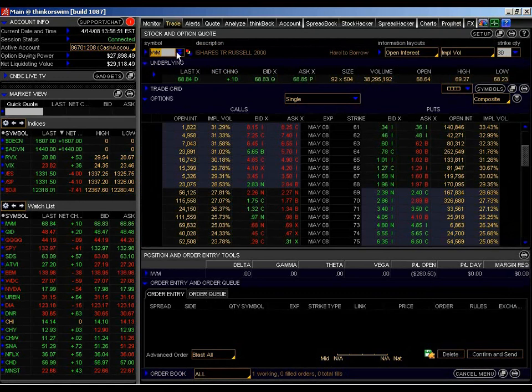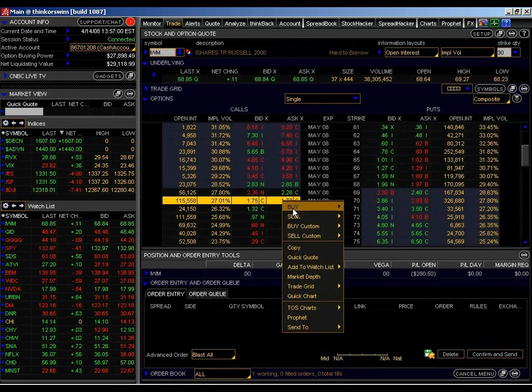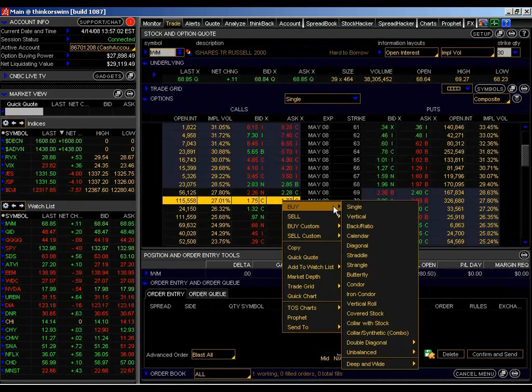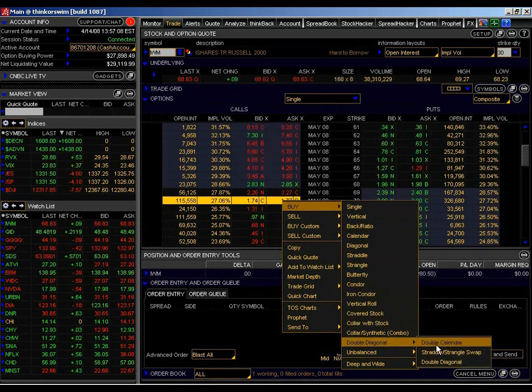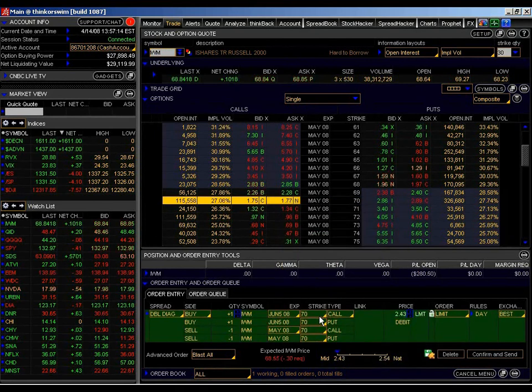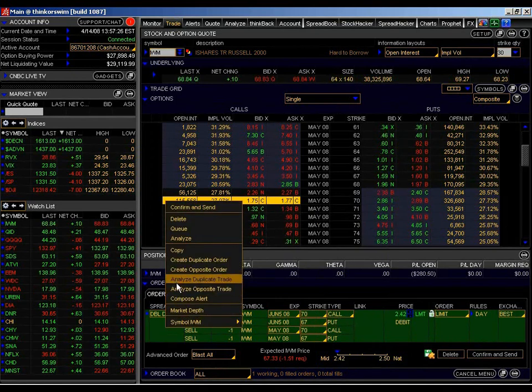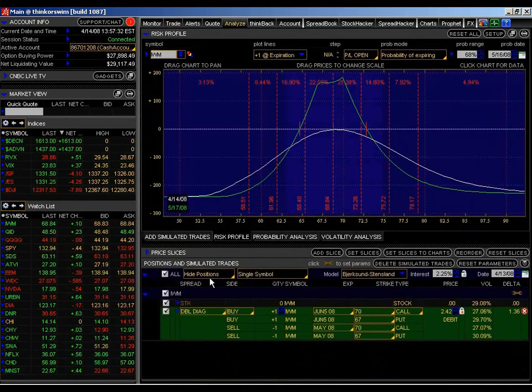I've got IWM already set up in our stock and option quote screen. And what we want to do is go into, let's pick the 70s first. And we want to buy, and we want to enter this as a single trade. So we're going to be buying the double calendar, so we have to click on double diagonal, and then go over to double calendar. It's already set us up with the 70 calls. We want to select our puts. Let's go down to the 67 puts. It just gives us a few points on either side of the current market price. Then we're going to right click in this green area and analyze a duplicate trade.